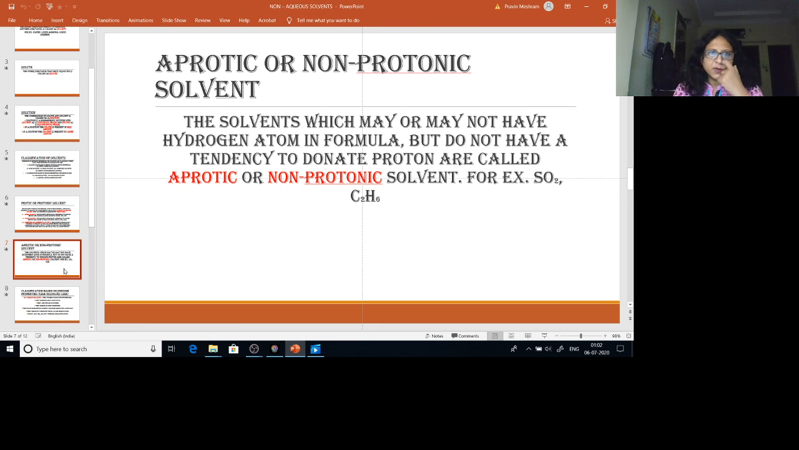Then let us see what are aprotic or non-protic solvents. The solvents which may or may not have a hydrogen atom in their formula but do not have a tendency to donate protons are called aprotic or non-protic solvents. Examples of these aprotic solvents are CaCl2, C2S6.